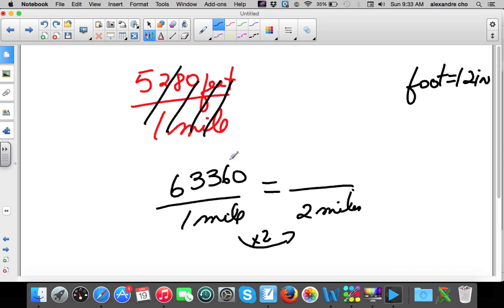Times 2, top times 2, and the only one that looks correct is C, 126,720.